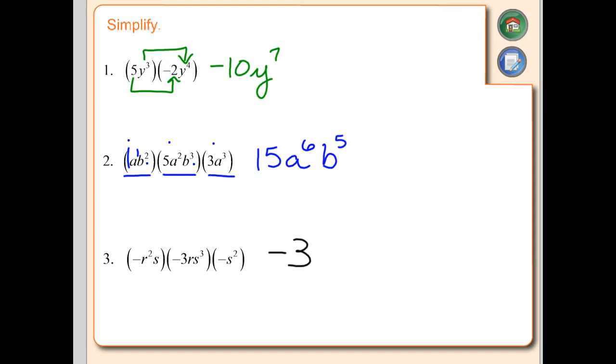And now let's look at the letters. We've got r squared times r. So r squared times r is r to the 3rd power. And then let's look at the next letter. That's an s. If I look at the s, we've got s times s cubed times s squared. And if we add all those exponents up, we're going to get s to the 6th power. So remember, when we're multiplying monomials, if I have the same base, I just add my exponents.